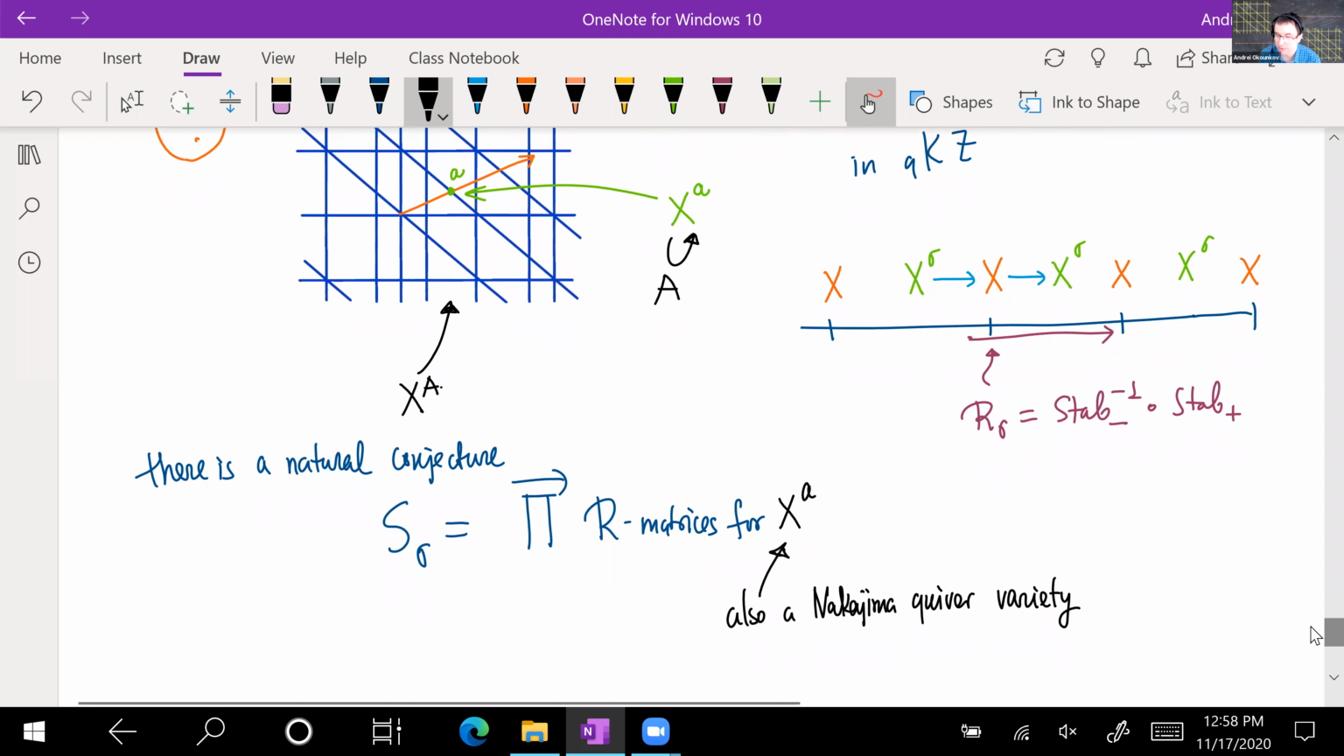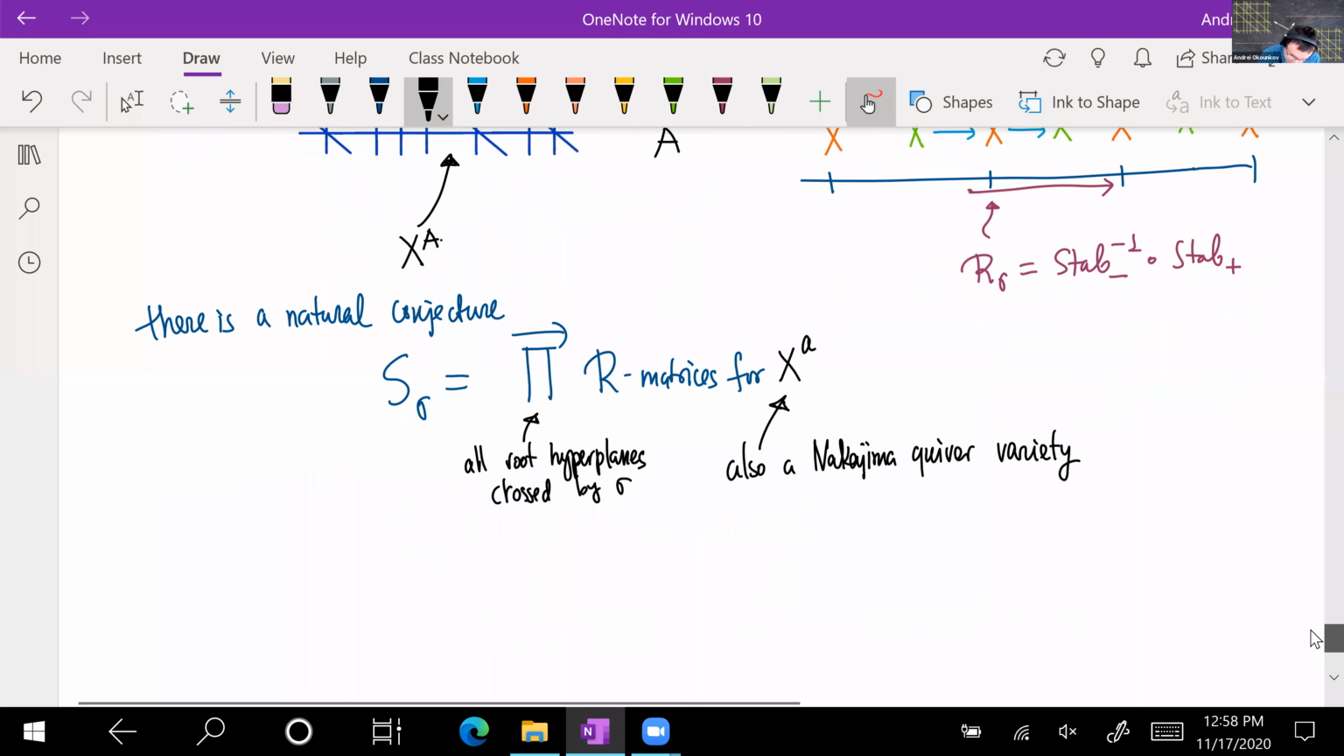So if you want this difference operator, you take the vector by which you want to move, and you see which root hyperplane it crosses, over all root hyperplanes, by sigma. And so there's good progress on this conjecture.